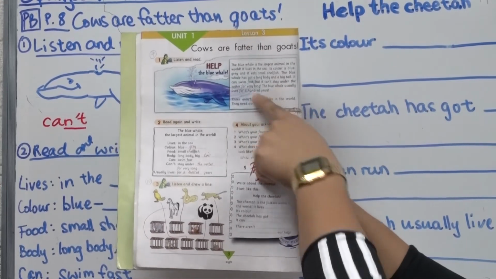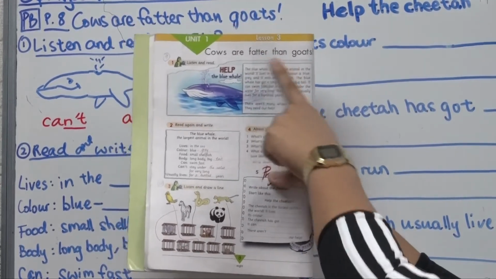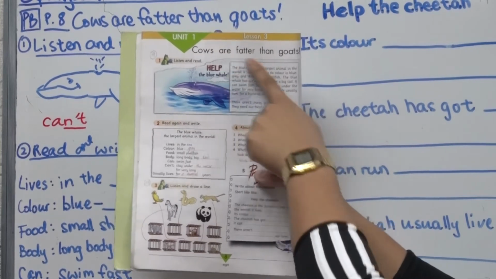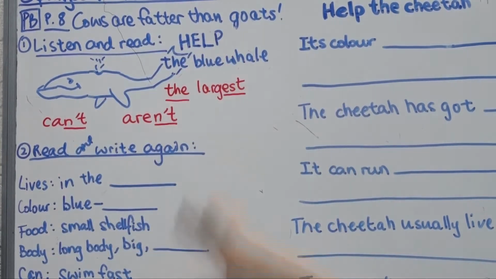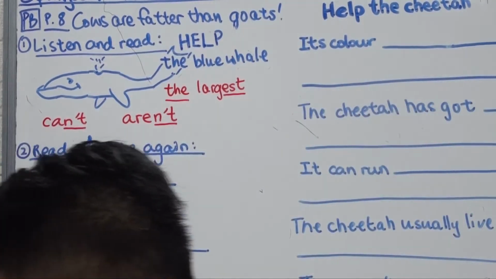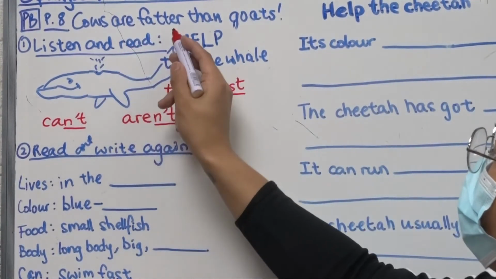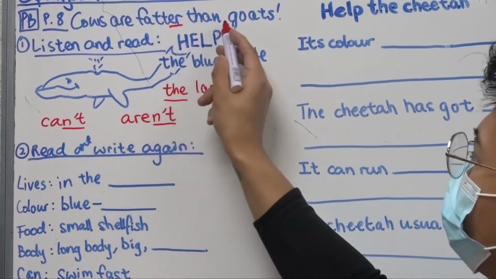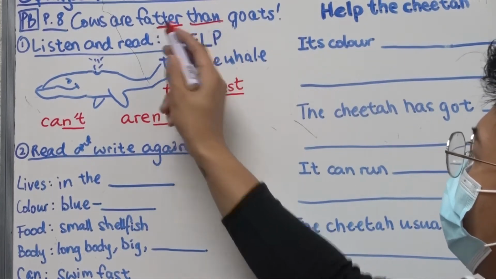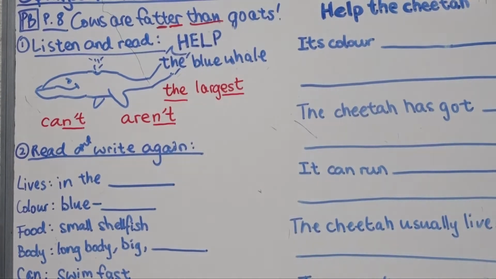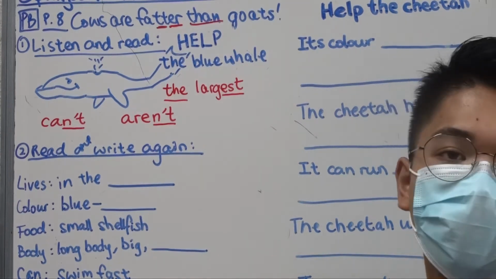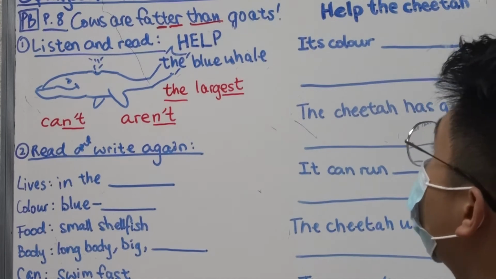Then we have some words over here, some texts. Now, let's look at the title first, okay? The whiteboard, same as your book. So, cows are fatter than goats, right? We have the T here. So again, remember, this is comparative, right? We have ER and then the word than. ER and then the word than.